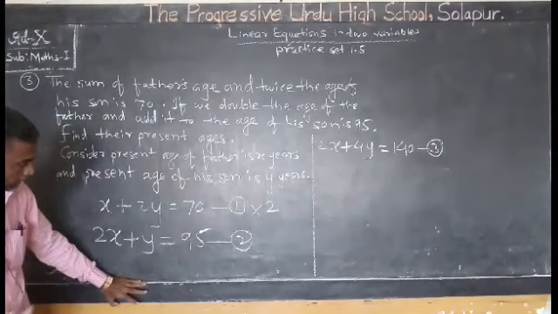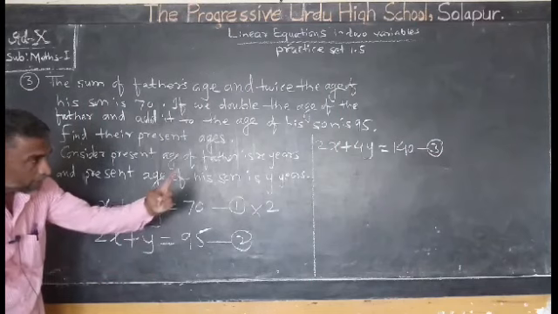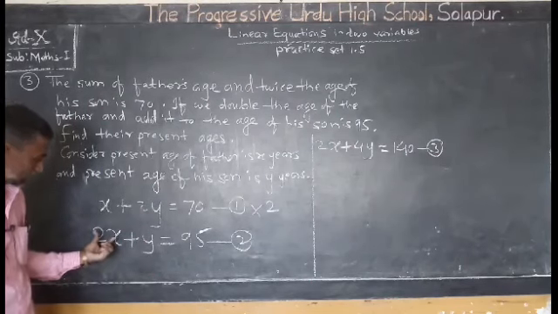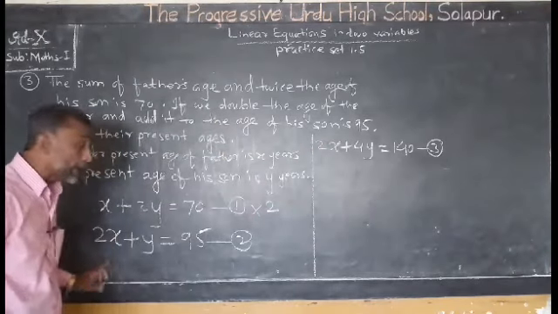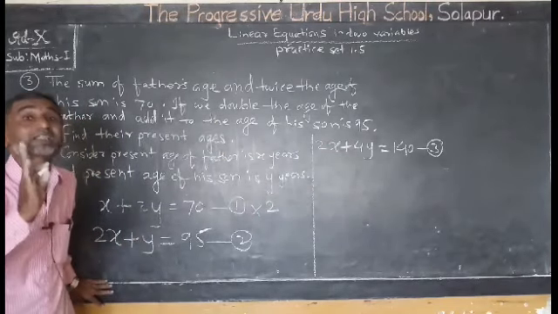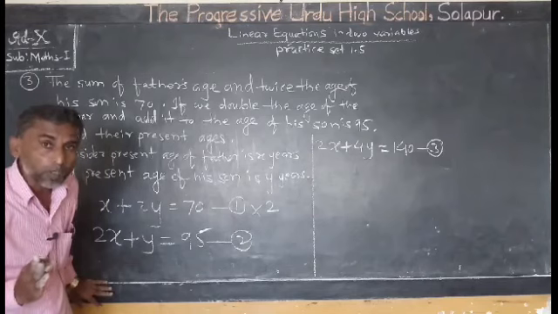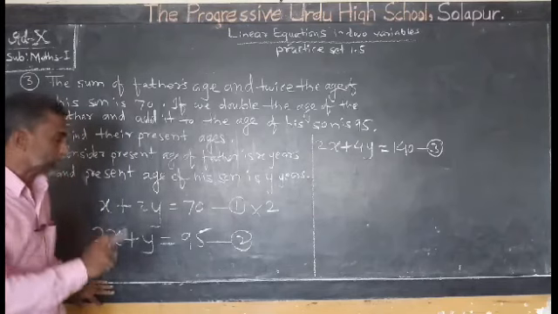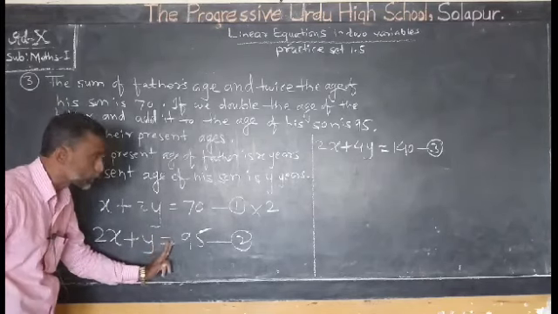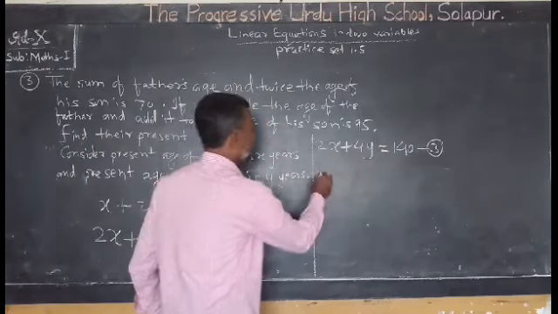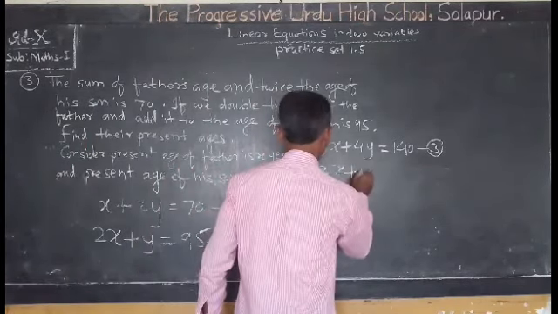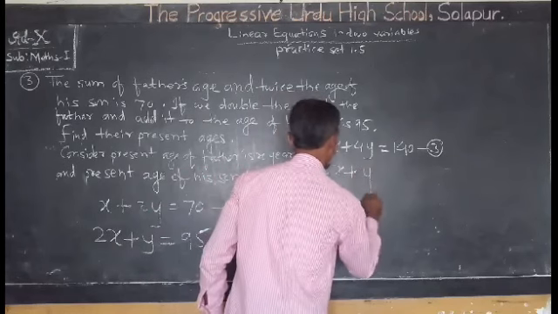Now, observe equations number 2 and 3. The coefficients of x are equal, that is 2 in both equations, and the signs are the same. So, you should subtract equation number 2 from 3. Right here, write one sentence: subtracting equation 2 from 3.